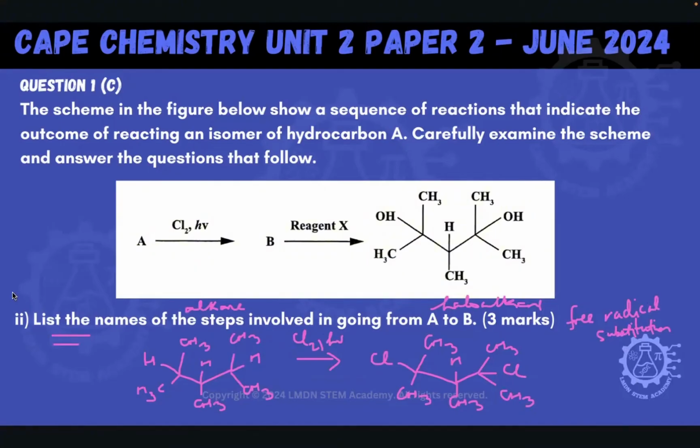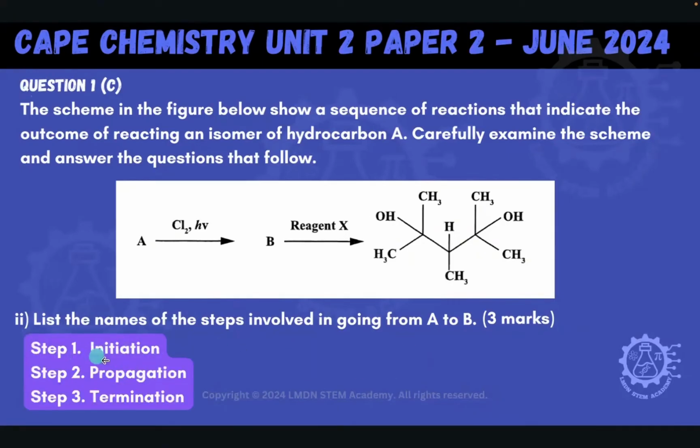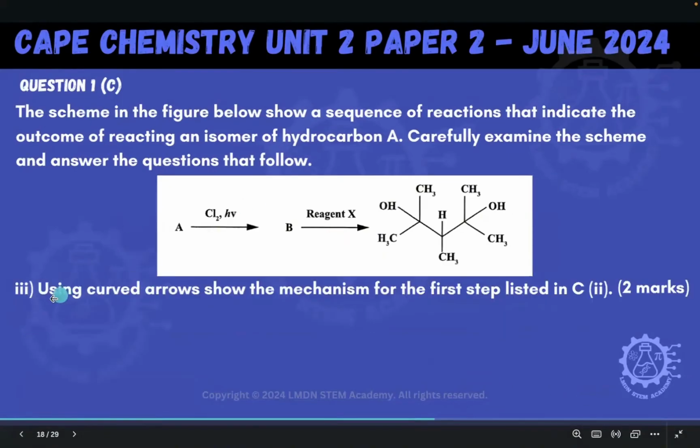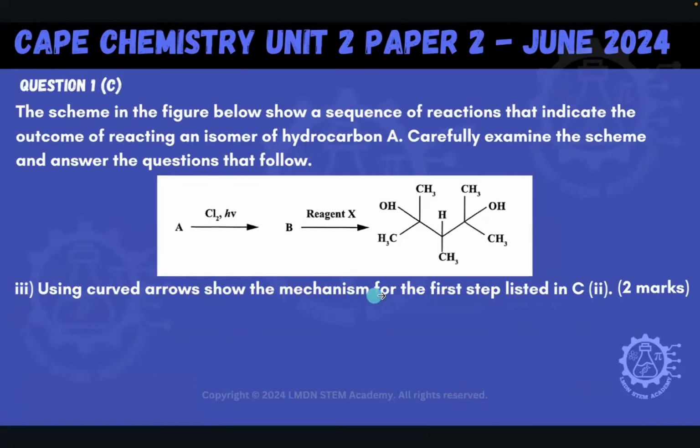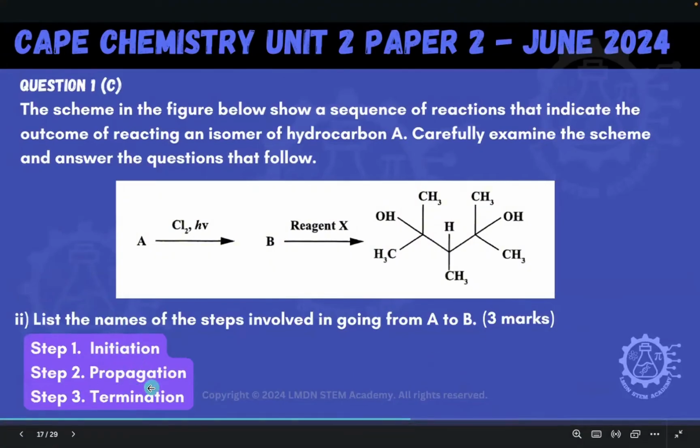So the steps involving going from an alkane to a haloalkane in free radical substitution. Let's clear that and bring up the names of the steps. The steps are step 1, initiation, step 2, propagation, and finally, termination. We list those 3 steps, we get our 3 marks, we're good. That's all that's required here. Now we're being asked to use curved arrows to show the mechanism for the first step that we listed earlier, which in free radical substitution was initiation.